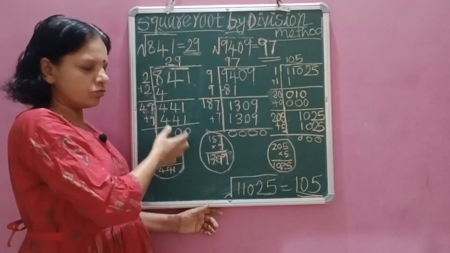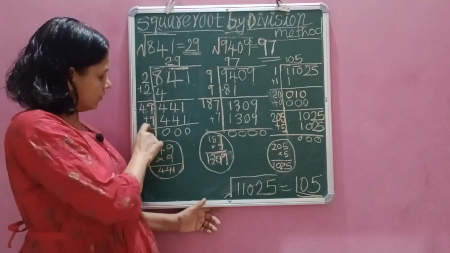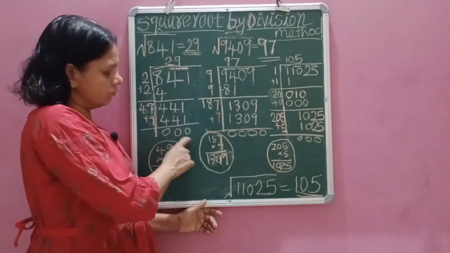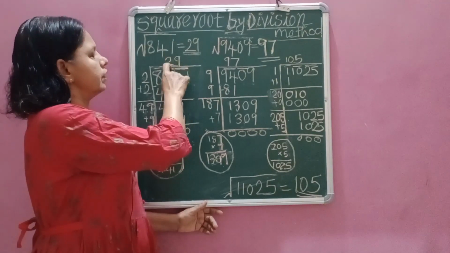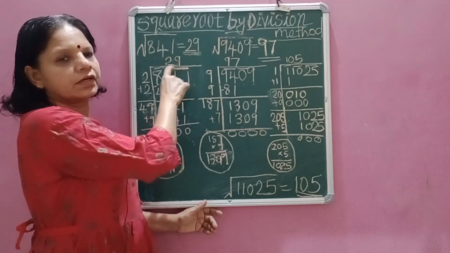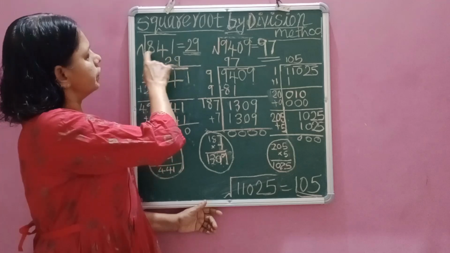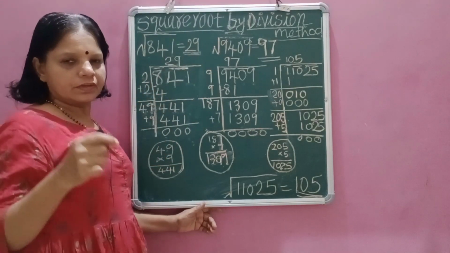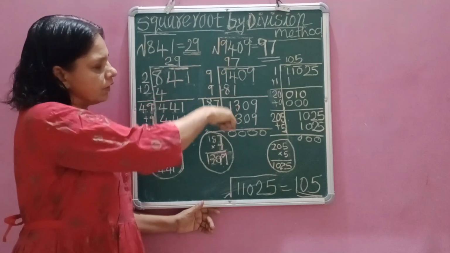So the next step, if you want to continue, is plus 9 here. But here there is no question of continuing. Here we got the remainder 0. So the number obtained on the top is the square root. So the square root of 841 is 29. Clear? Do one more example like this.